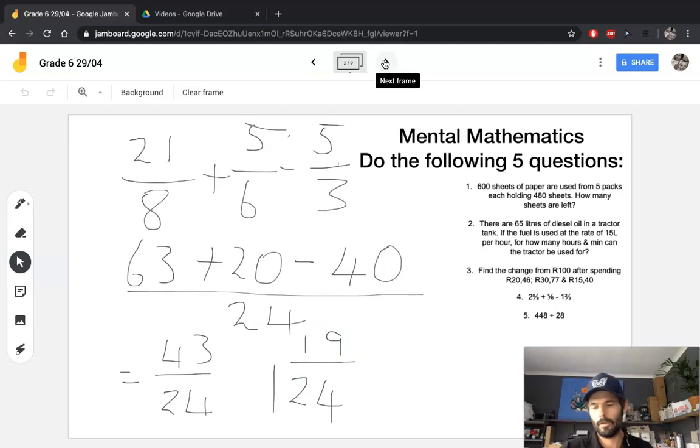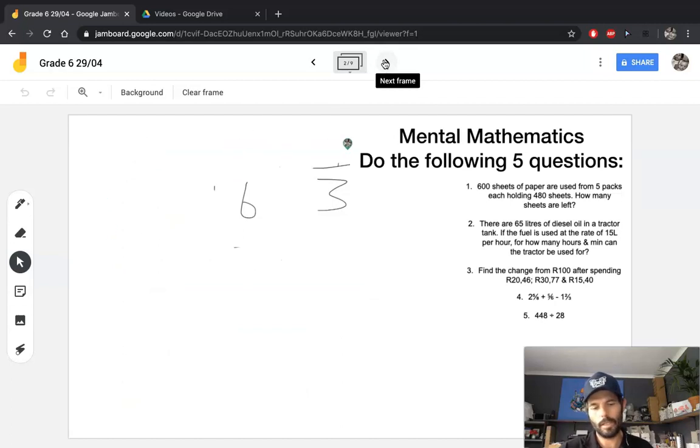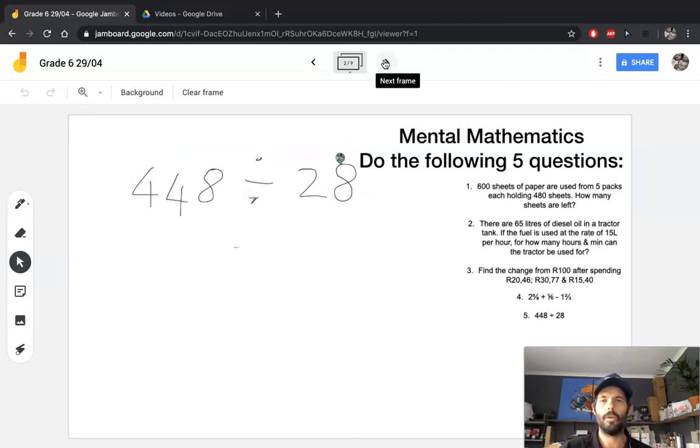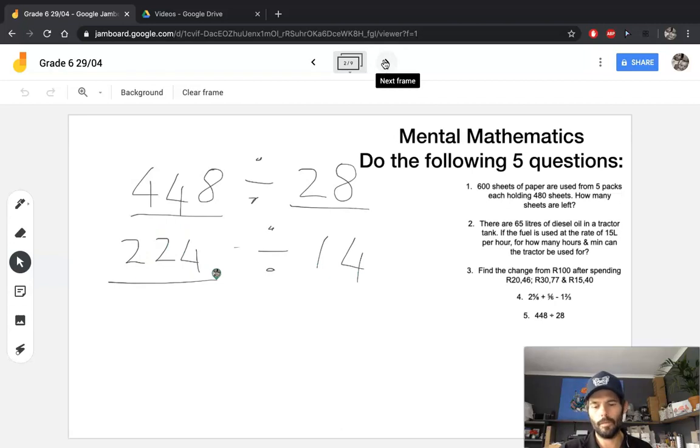Okay, great. And then just a question that's posed as a long division question. You should be looking at those numbers, and I hope that you've identified that 448 is even, as is 28. So what can I do if they are both even? The dividend and the divisor are both even. I can halve. Again, the dividend 224 and the divisor 14 are even, so I can divide again. So that's going to give me 112.